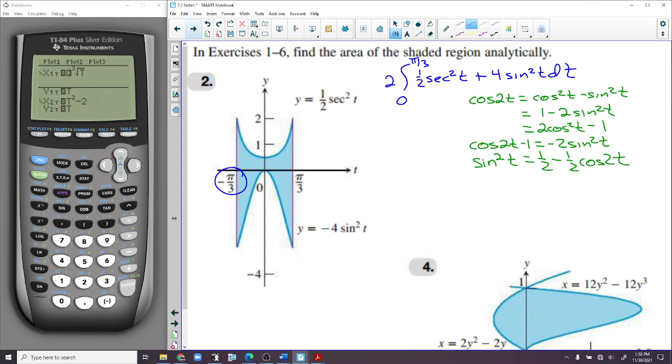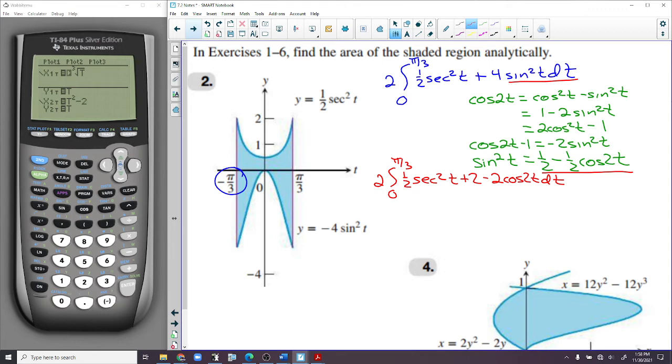So we have a new one. We have 2 times the integral from 0 to pi over 3 of 1/2 secant squared. That's going to be tangent. We know that one. But I'm going to replace sine squared with this. Now, if I run the 4 through, those are going to be 2's. So plus 2 minus 2 cosine of 2t. You guys all right with me skipping that step? Everybody good? Run the 4 through? Very good.